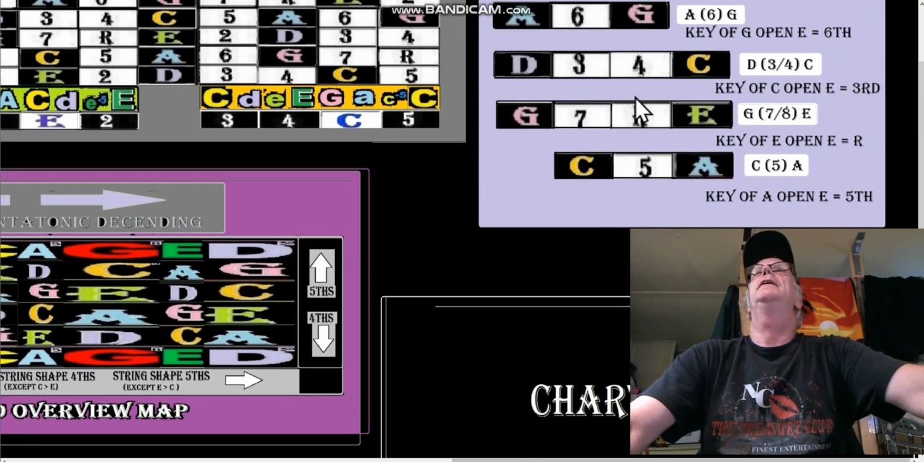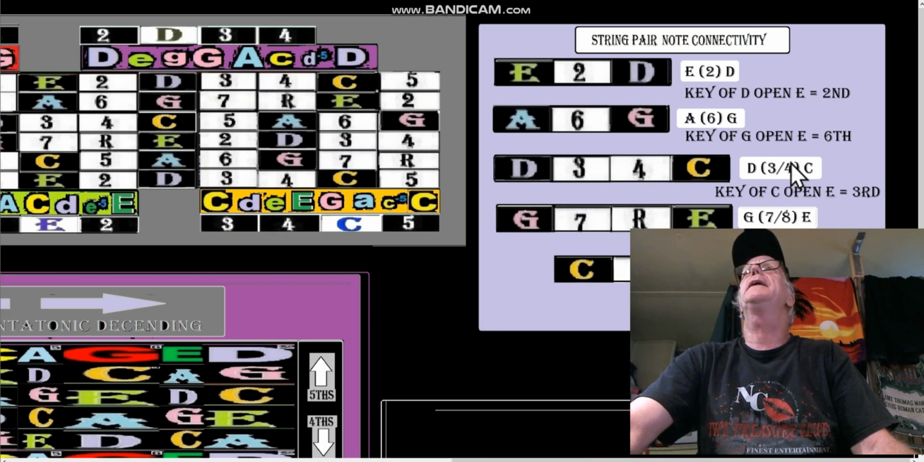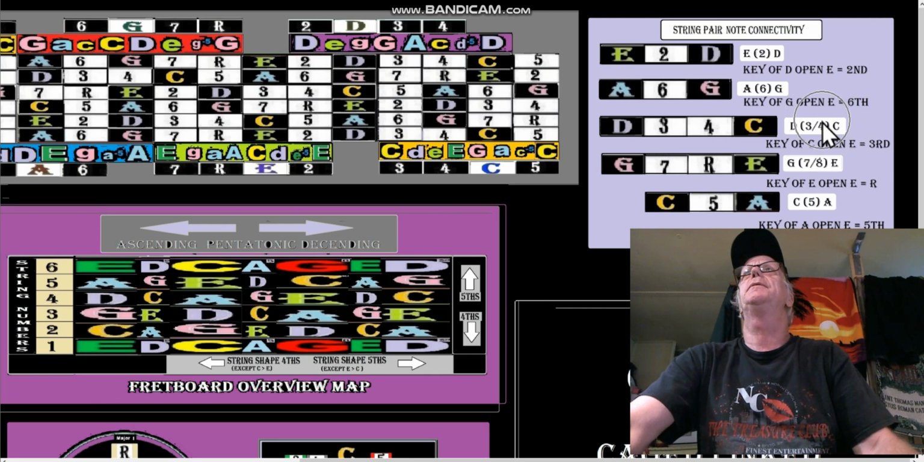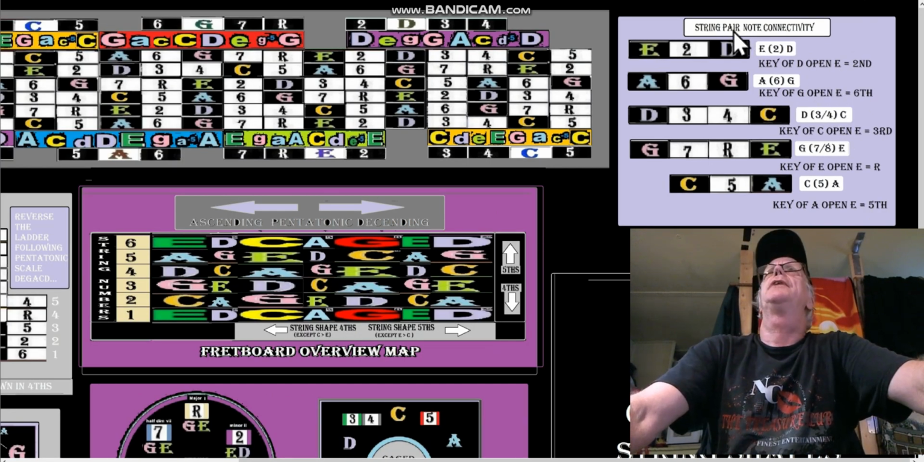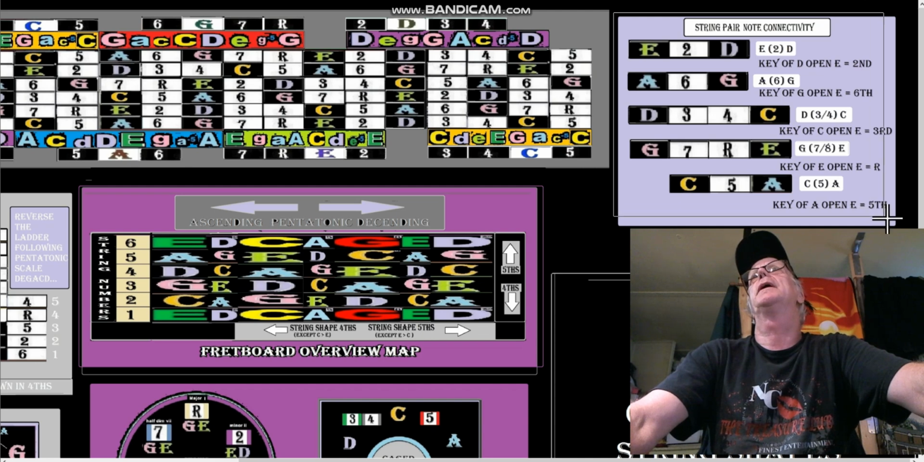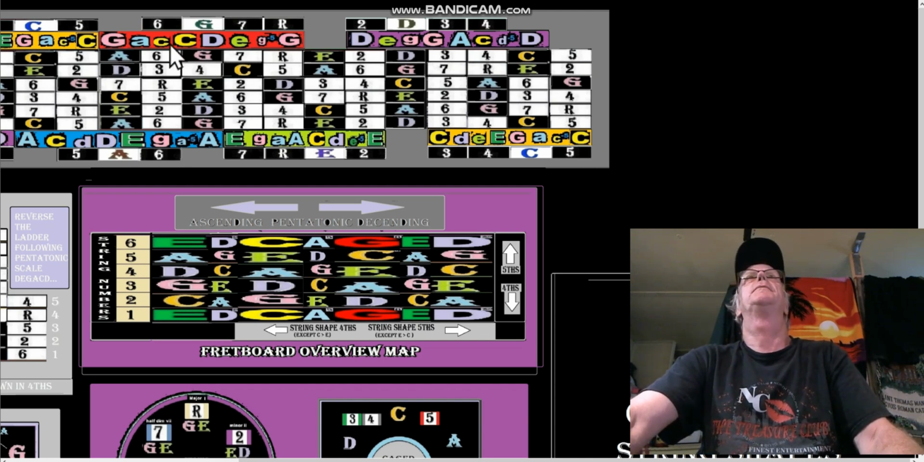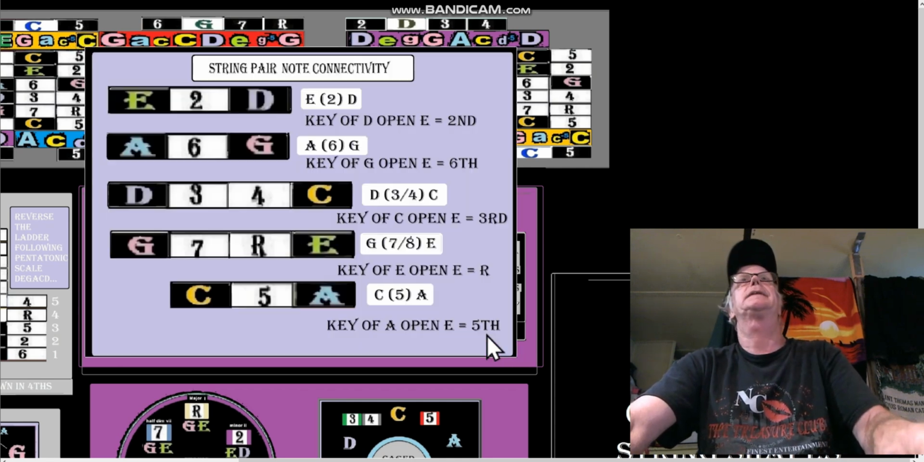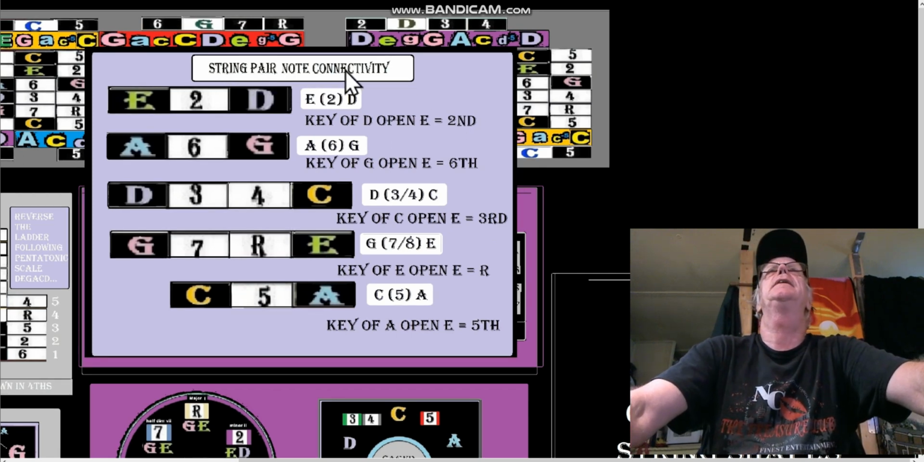And I have an interesting little way of looking at these shared relationships. I can't seem to get this guy over here, so we're going to have to deal with him up here. This is string pair note connectivity. Let's just see if we can make it big so we can deal with it. Here's string pair note connectivity.